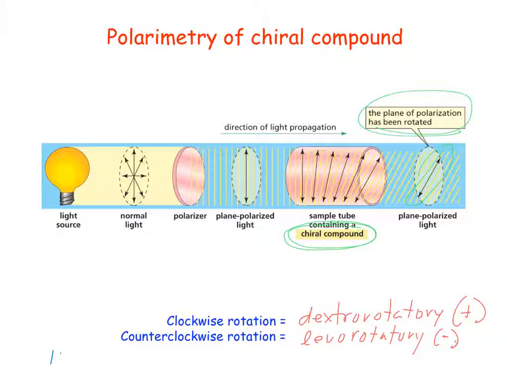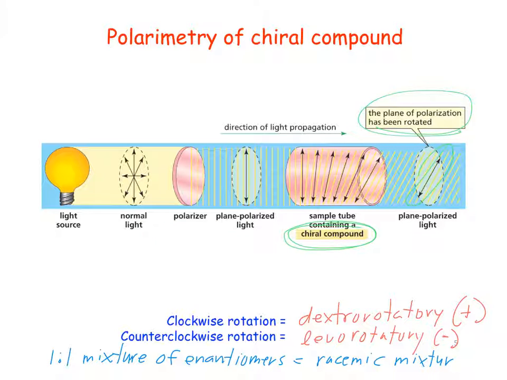So a one-to-one mixture of enantiomers is called a racemic mixture. Okay, and a racemic mixture will not rotate the light.